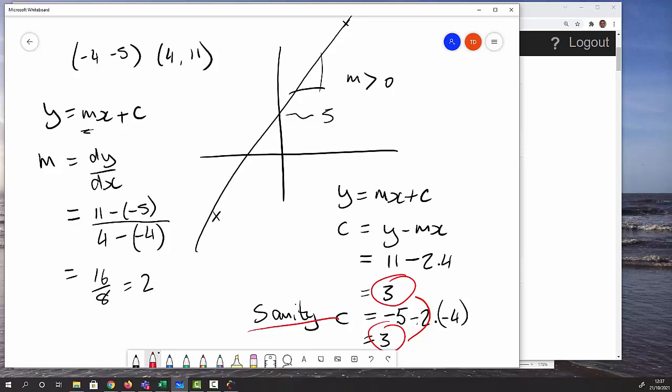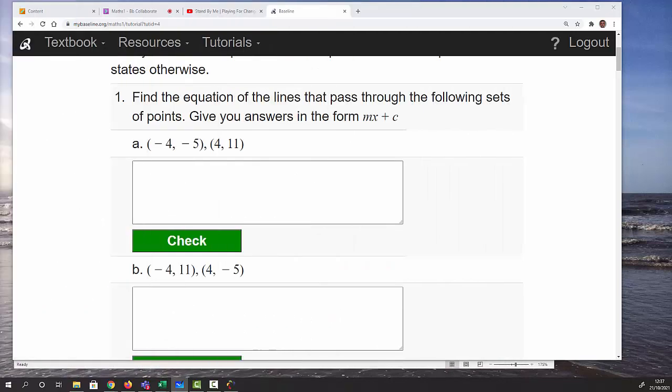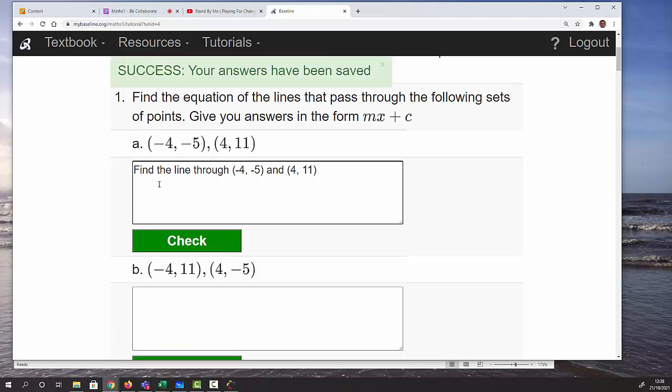So I'm just going to slide that off the screen, but it's still visible to me because I'm going to put this into here. So this is what I would expect out of baseline. So what I'm going to say is find the line through brackets -4 comma -5 and brackets 4 comma 11. Right, have I done that right? -4 -5, and then when I press enter, watch the top of the screen, it says my answers have been saved. So that's the first answer that I've saved.